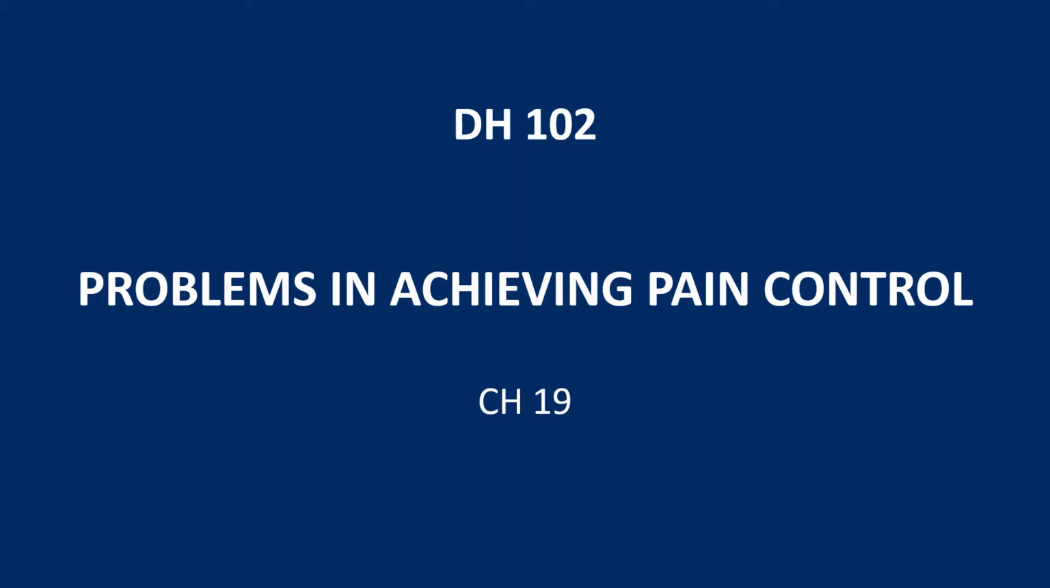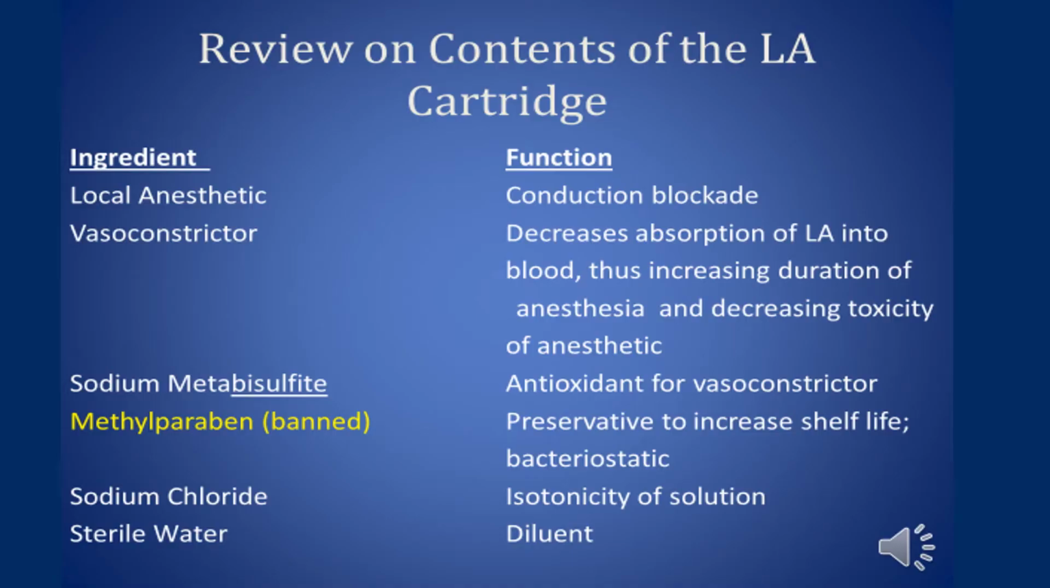This is chapter 19. It's problems in achieving pain control. First thing I want to do is go over the contents in a cartridge.